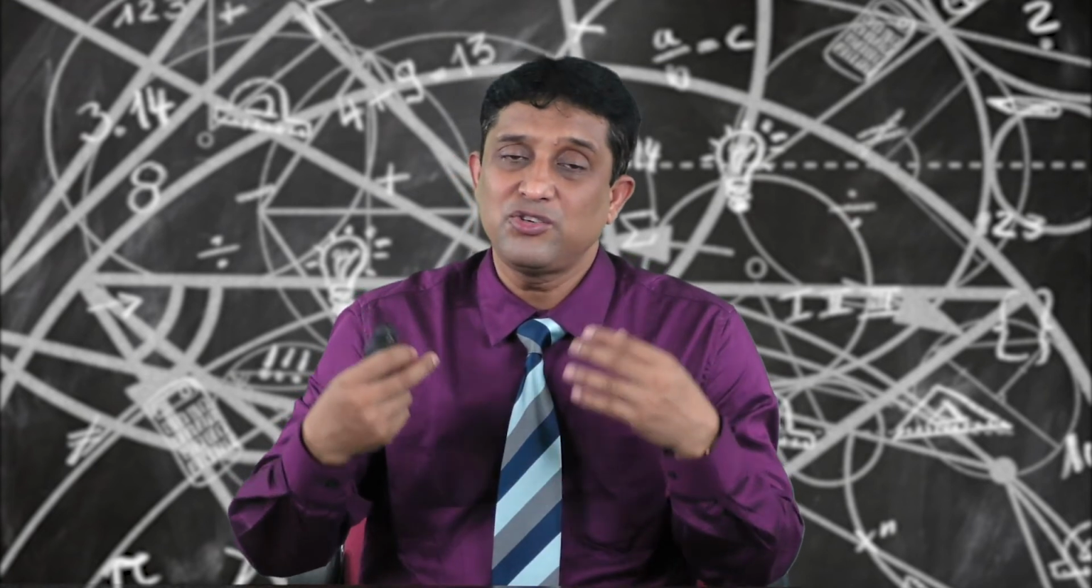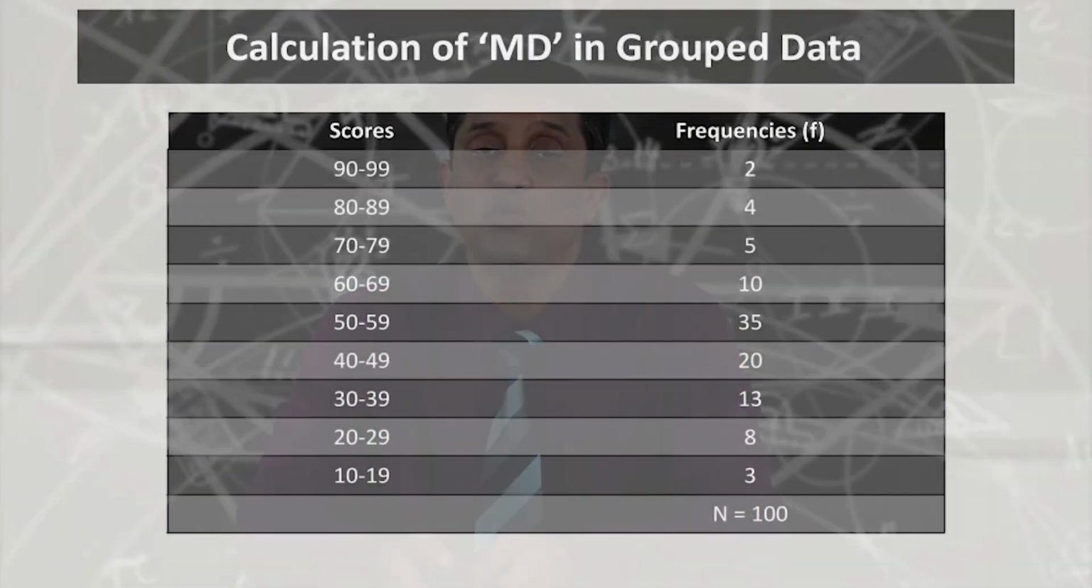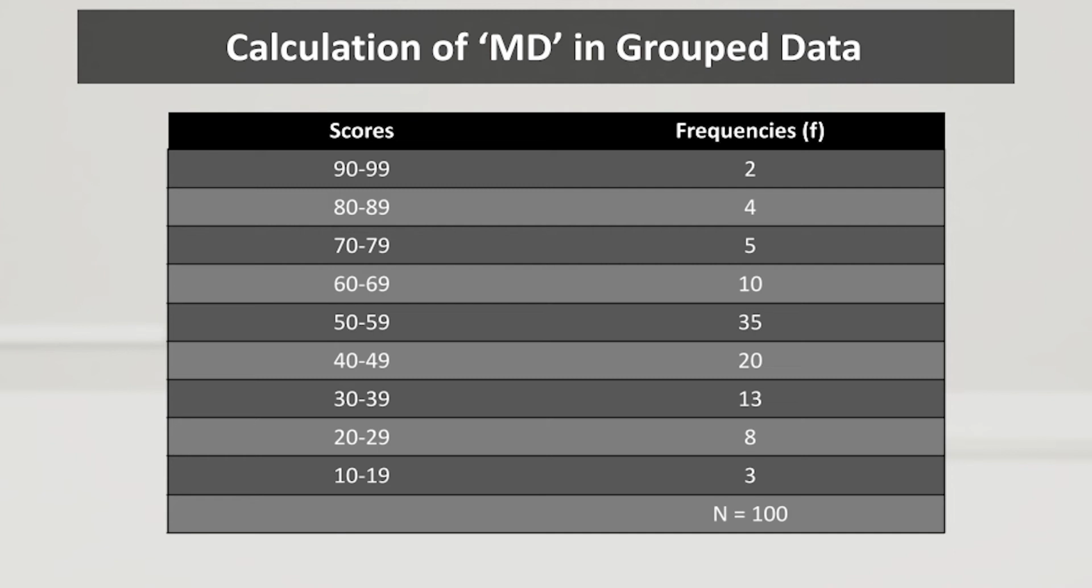So friends, now let us try to understand how to calculate quartile deviation in grouped data. Here you see in grouped data, scores are given in class intervals, just like here you see 90 to 99, 80 to 89, 70 to 79. The last class interval is 10 to 19. And frequencies are 2, 4, 5, 10, 35, 20, 13 accordingly. The total number of cases is 100. So this is grouped data.